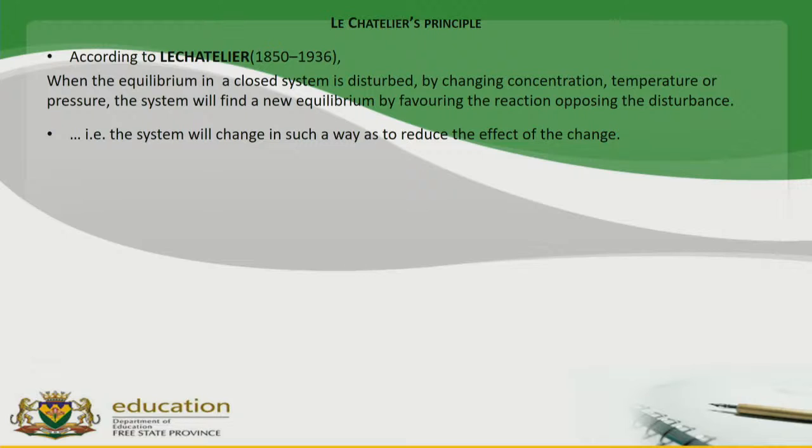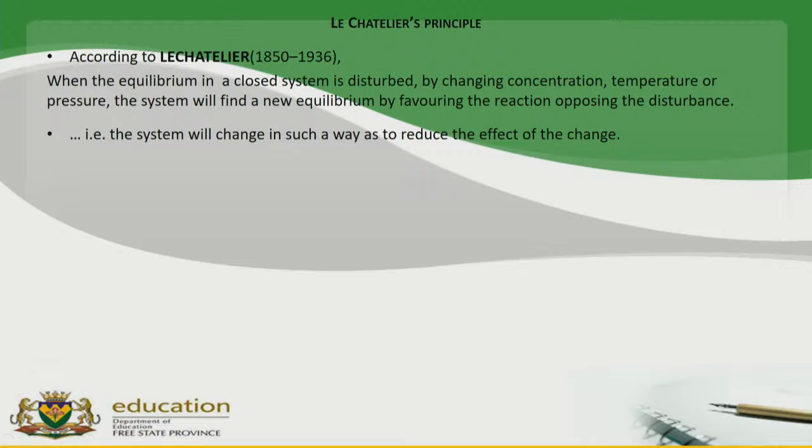Now the system does what? The system wants to go back to equilibrium. So what does it do? It opposes whatever you did. In other words, if you have increased the concentration, the system wants to decrease that concentration so that you go back to equilibrium, because we are already at equilibrium. If you change the temperature, for example, you decrease the temperature, the system wants to do what? To increase the temperature so that we go back to equilibrium. The same thing applies to pressure.